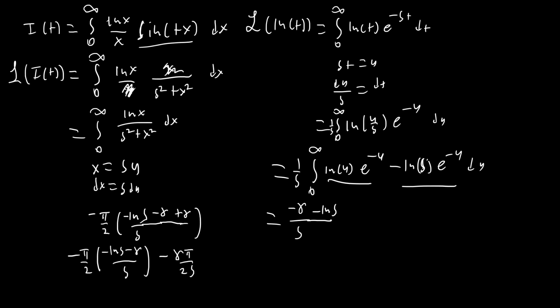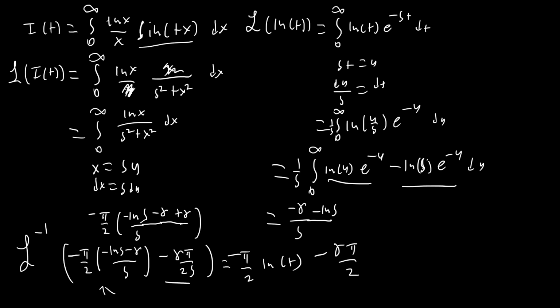Now all we need to do is take the inverse Laplace transform, and this is super easy. This is just going to be negative pi over 2 times ln t, as we just showed. And this part is just going to be minus gamma pi over 2, because the inverse Laplace transform of 1 over s is just 1. So this is our answer, and remember that this was our definition for I of t. So when we plug in t equals 1, we are just going to get that this part is going to disappear, and our answer is negative gamma pi over 2.